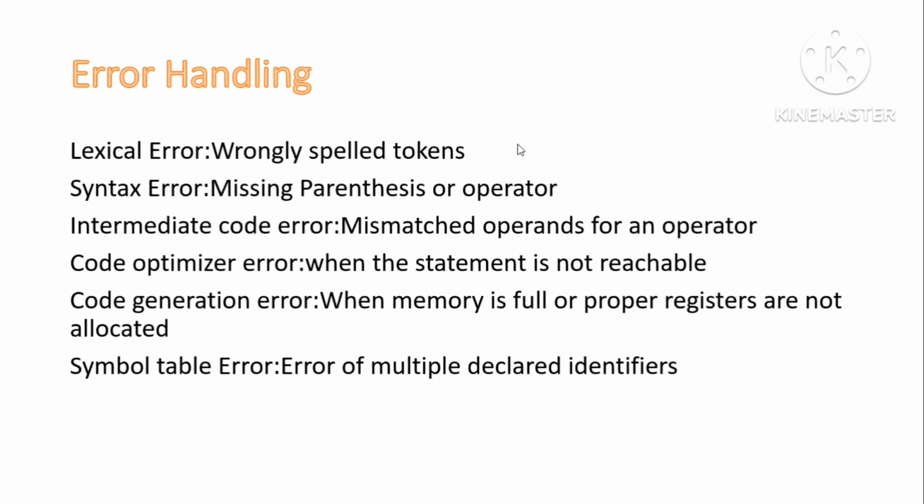Now, the final level is called a code generation error. When the memory is full, obviously the system is actually packed with troubles here. So, in that case, you cannot allocate any registers for executing the code. So, then that is called a code generation error. And finally, a symbol table error means when you have multiple declarations for the same identifier. When the same identifier is declared again, that obviously results in a symbol table error.